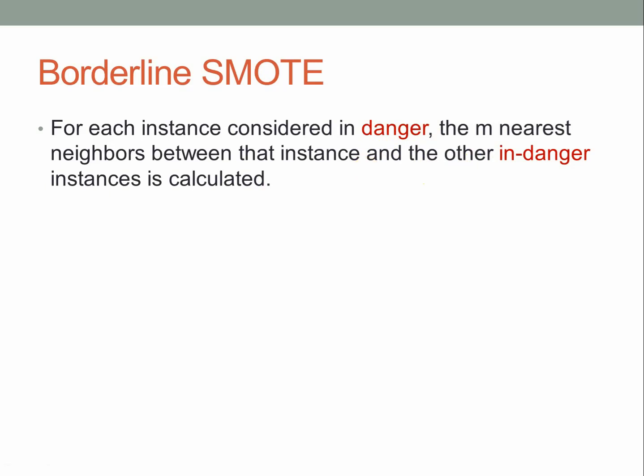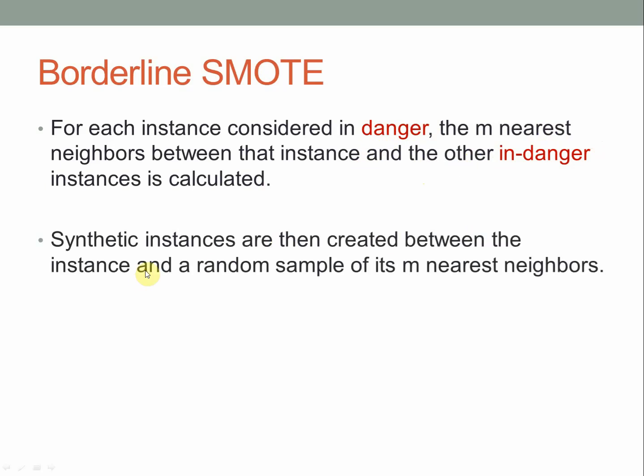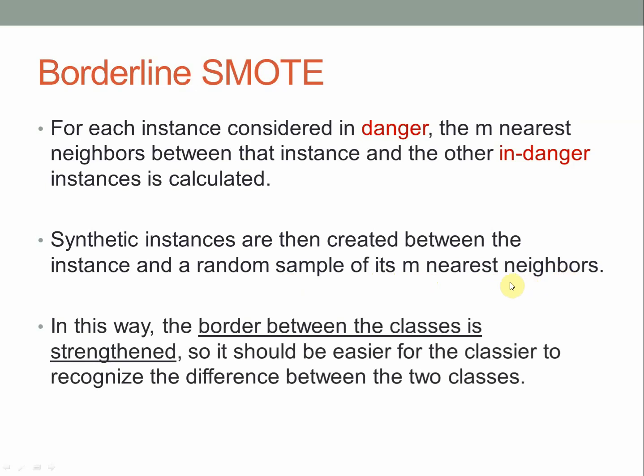So the danger points will try to look into other danger points and then try to create the synthetic data between those points. And of course, they are still using the nearest neighbor concepts over here. So synthetic instances are then created between the instance and a random sample of its m nearest neighbors, and those neighbors are also in-danger neighbors. In this way, the border between the classes is strengthened, so that it will be easier for the classifier to recognize the difference.